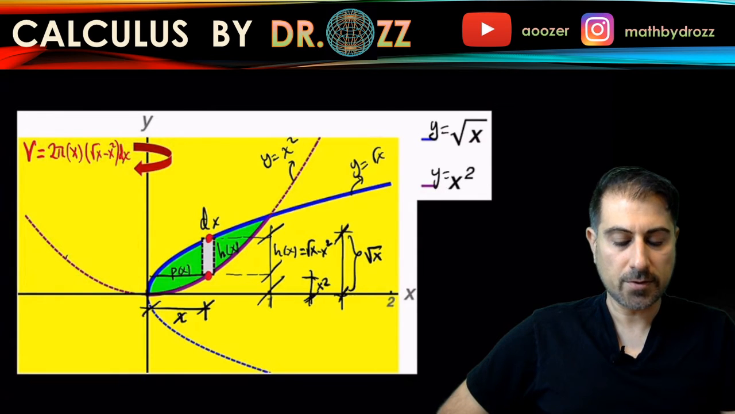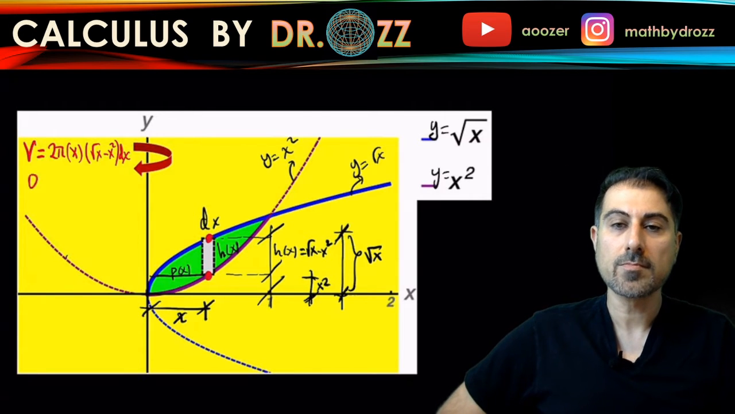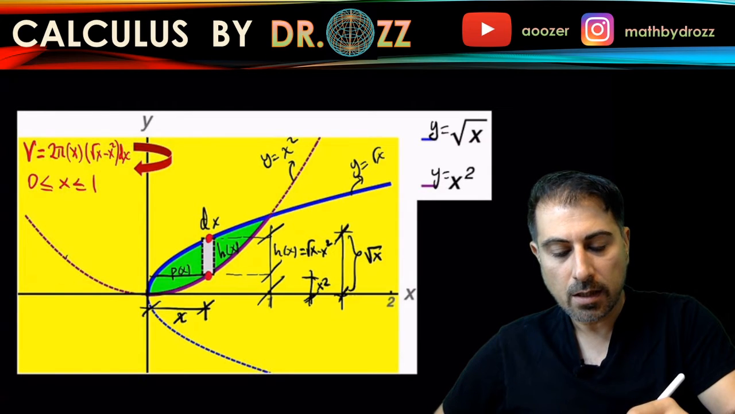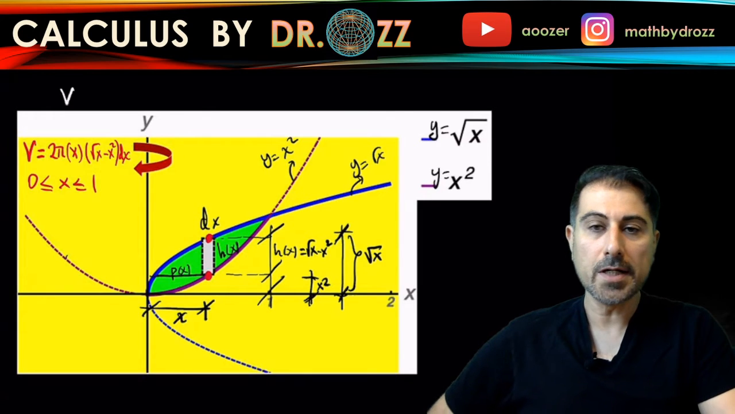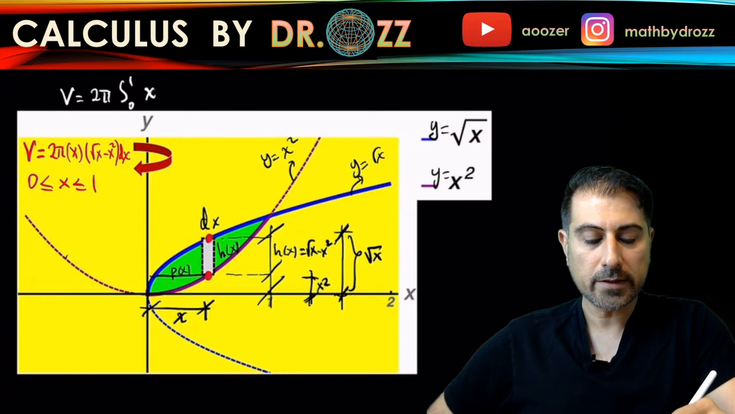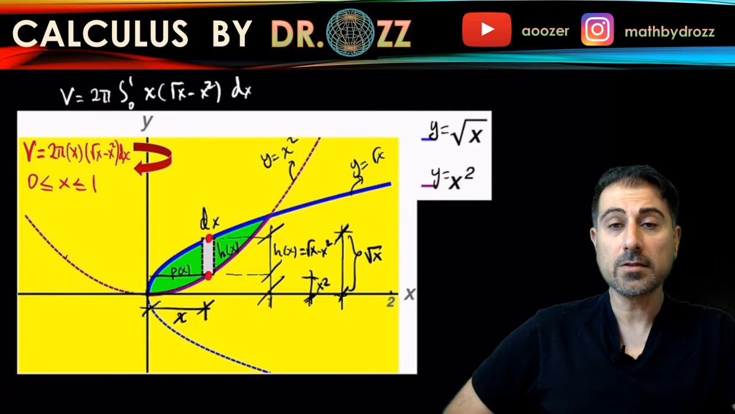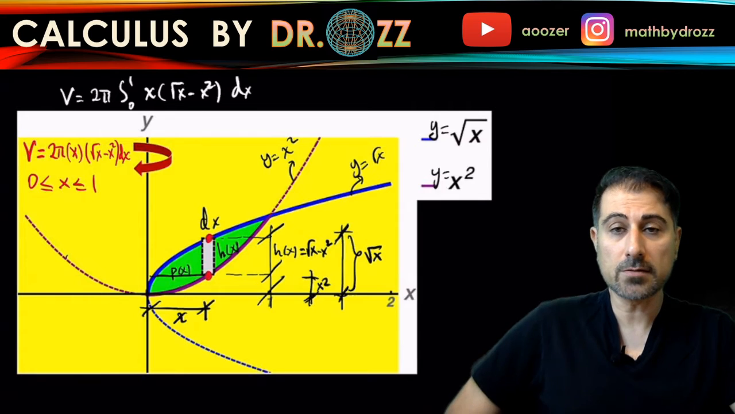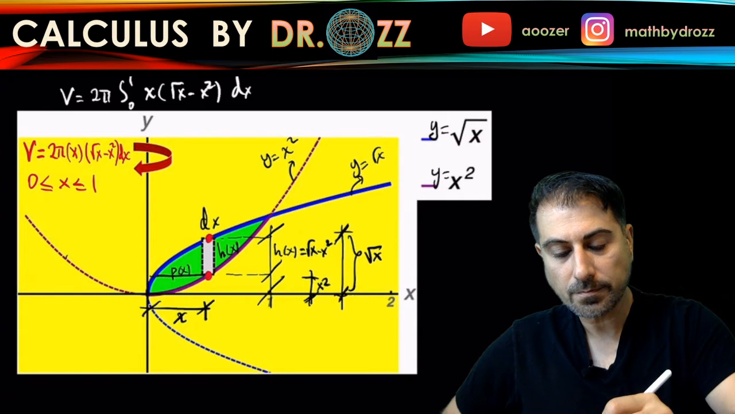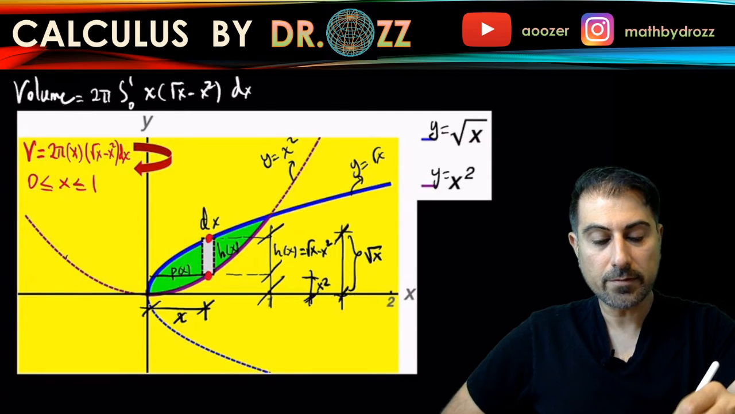And in this green region, x's are ranging in between 0 and 1. So the volume integral is going to be 2 pi integral from 0 to 1 of x times radical x minus x squared dx. We are told not to evaluate the integral here, so we're just going to leave it as this. And if you want, by the way, you can go ahead and find the volume. And in this particular case, we used the shell method.